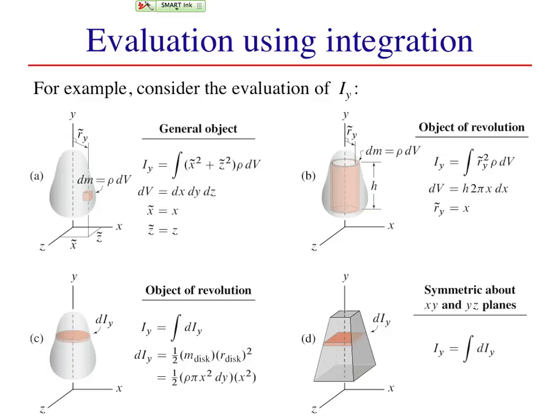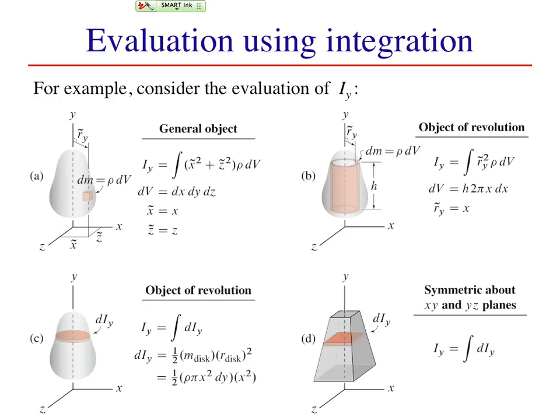Evaluation of a mass moment of inertia of an arbitrarily shaped body, that is, without any symmetry planes, requires a full three-dimensional calculation. When using integration, we'll restrict ourselves to simpler bodies having at least two symmetry planes so that we can reduce the calculation to a one-dimensional integral.